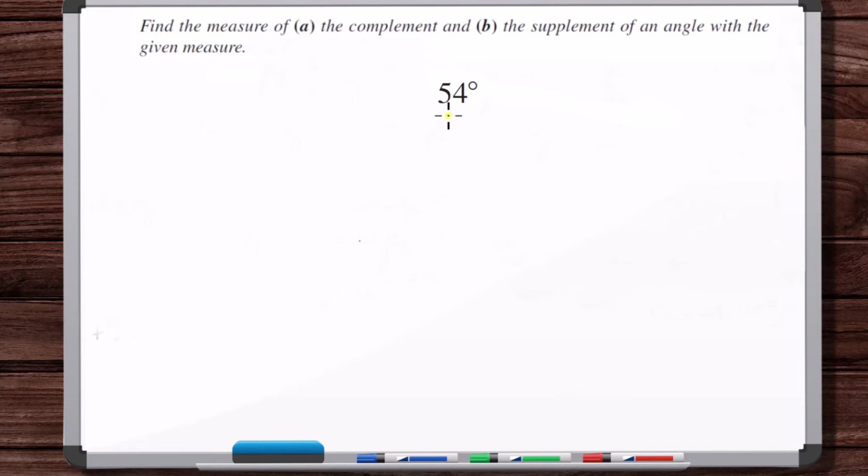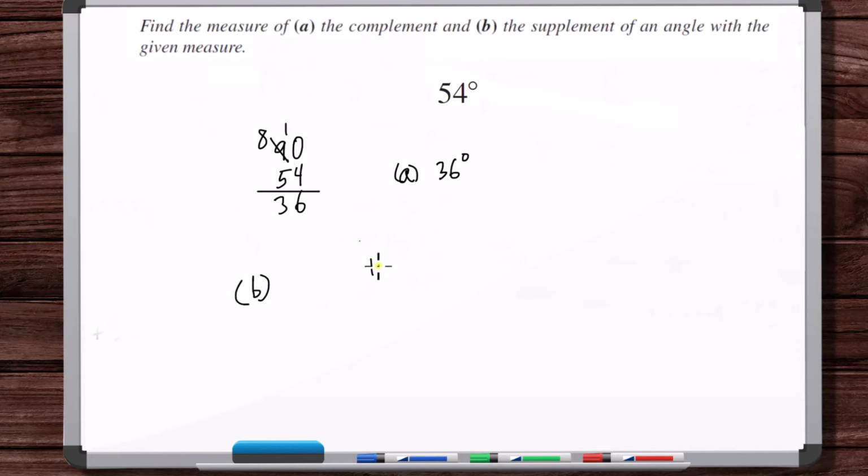Okay, what angle is the complement of 54? What angle, when you add it to 54, produces 90? So it's harder to just do this mentally. So if we're not going to do it mentally, how do we figure out what the complement is? Well, you say 90 minus 54, right? 36 degrees. 36 plus 54 is 90. That's the complement of 54.